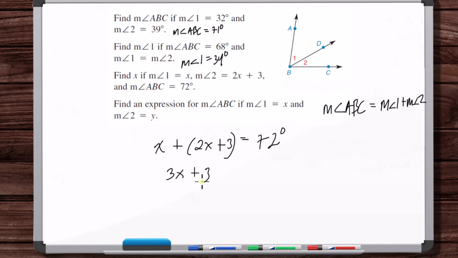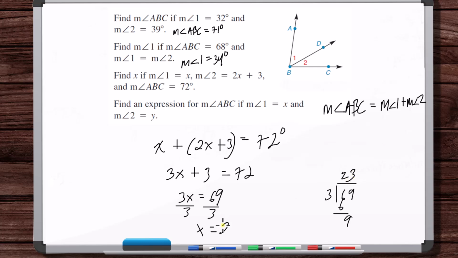3x plus 3 is equal to 72. Subtract 3 from both sides. You get 69, so divide both sides by 3. That's going to be 23, I think. Yeah, x is 23. That would be degrees.